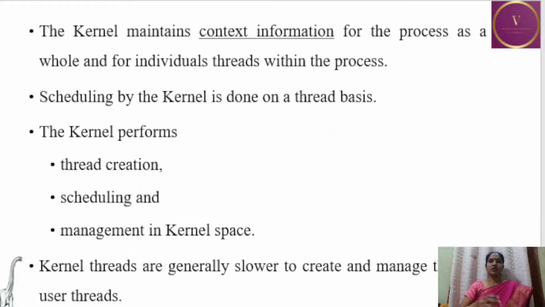Kernel maintains context information for the process as a whole and for individual threads within the process. So kernel is the one which is managing the process as a whole, and also the threads present in the process. Scheduling by the kernel is done on a thread basis, and kernel performs the following activities, that is thread creation, scheduling and management in the kernel space. And kernel threads are generally slower to create and manage than the user level threads.